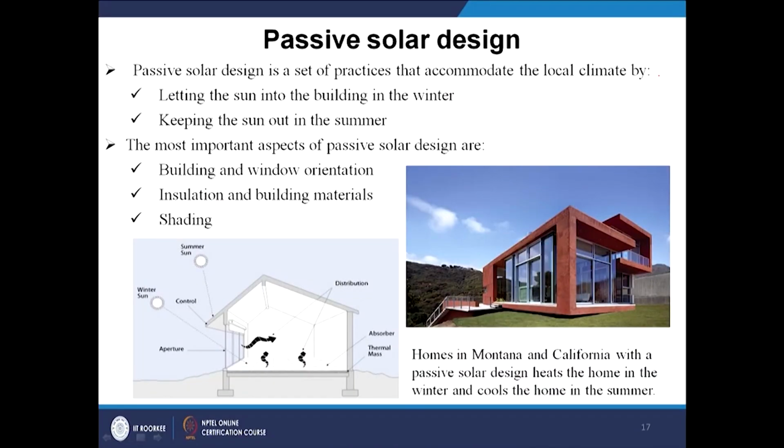Passive solar design is nothing but a set of practices that accommodate the local climate by letting the sun into the building in the winter, and keeping the sun out in the summer. So, this is the principle, it is designed in such a way. An example is homes in Montana and California, where a passive solar design heats the house in the winter and cools the home in the summer. Here we see the summer sun at higher elevation, and the winter sun at lower elevation coming inside the room.